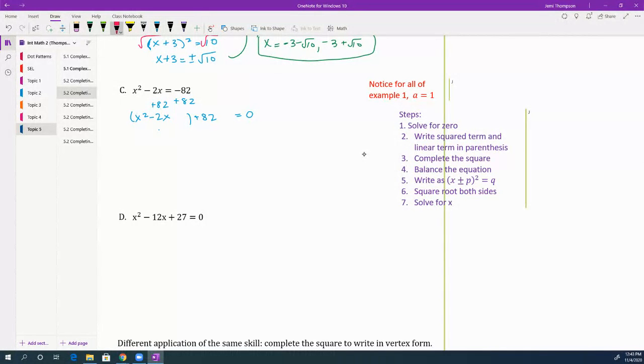And then I complete the square. So I take half of negative 2, which is negative 1, and then I square negative 1. It's important to keep your sign. Negative 1 squared is negative 1 times negative 1, so that I'm going to add 1 inside my parentheses. If I add 1 inside my parentheses, on the left-hand side of the equation, then I have to subtract it off so that my equation stays equal. This is part 4, which says balance the equation.